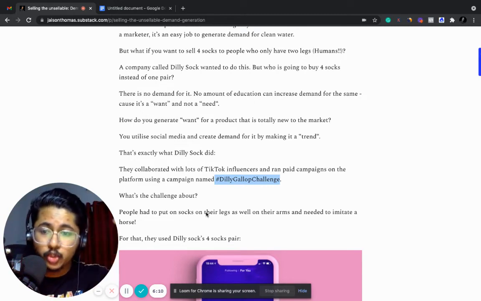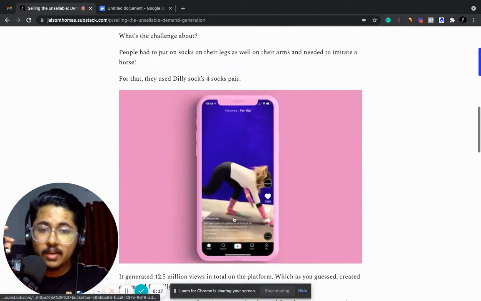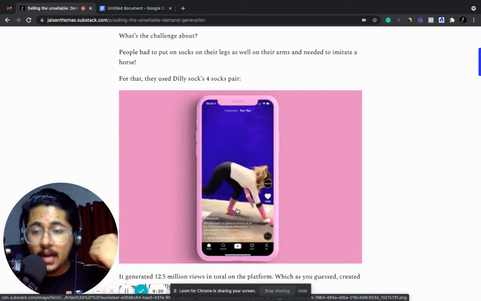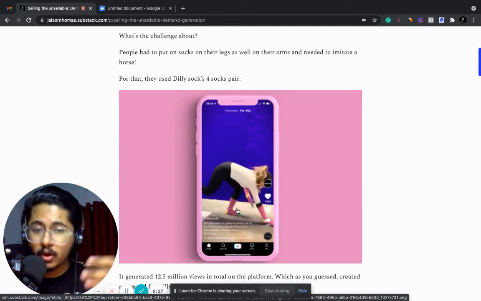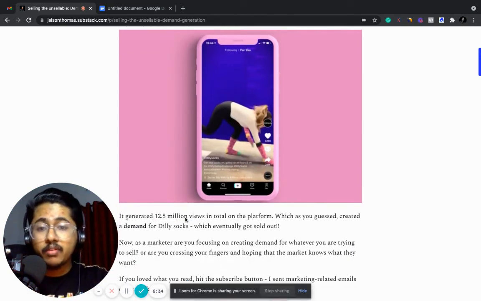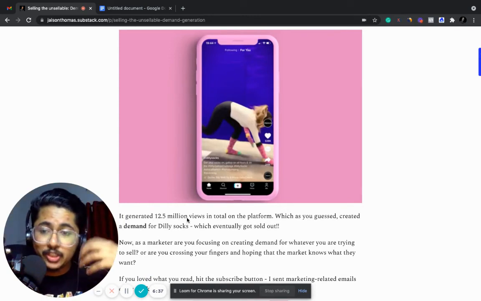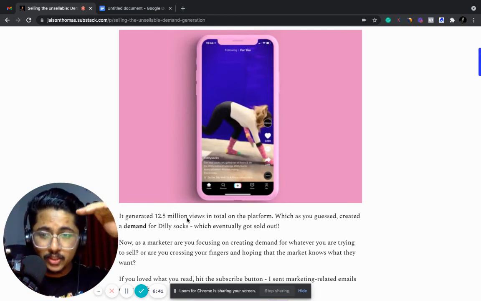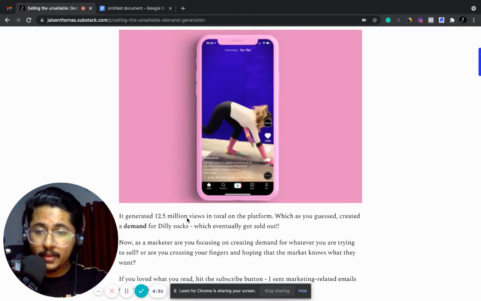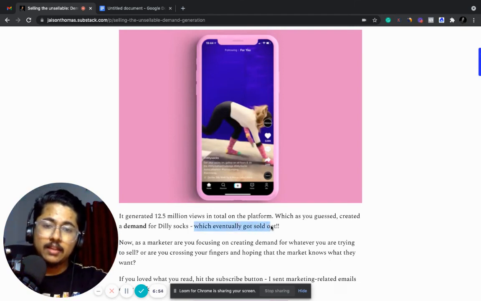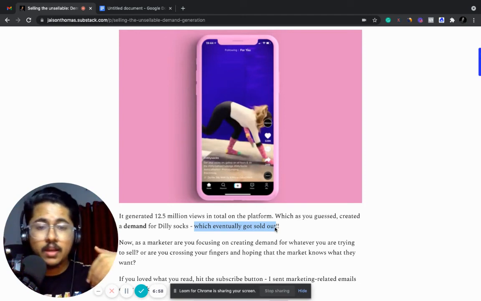The challenge is really fun. People needed to put socks on both of their arms and both of their legs, totaling four socks. And you can see the image here. The trend was, they asked influencers to imitate a horse, and horses walk or run on four legs, right? So they had to put on four socks. That became a huge trend on TikTok and generated 12.5 million views, which eventually generated the demand, right? They created a trend on social media, which eventually created the demand in the market, and people wanted to buy those four socks so that they could create their own video and maybe get into the trend, which eventually made the Dilly Gallop socks sell out, right?